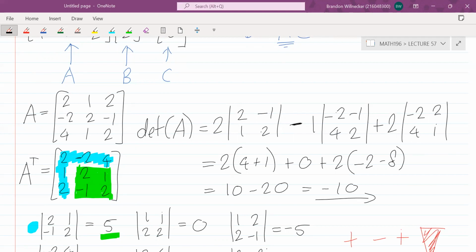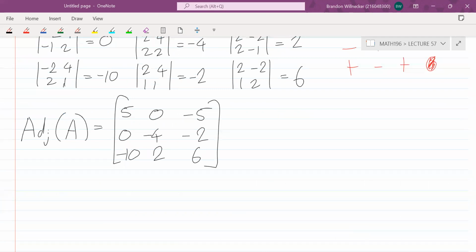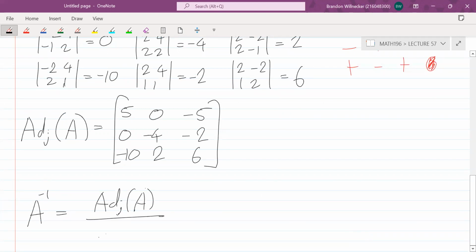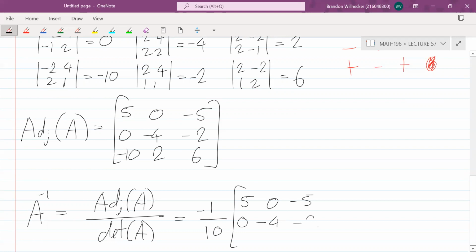So we go back to the bottom here. We're going to take our adjugate matrix and divide it by minus 10. So A inverse is going to be our adjugate matrix divided by the determinant of that original matrix. So that's going to be minus 1 over 10 times 5, 0, minus 5, 0, minus 4, minus 2, minus 10, 2, and 6.